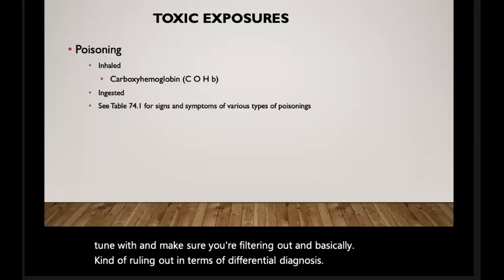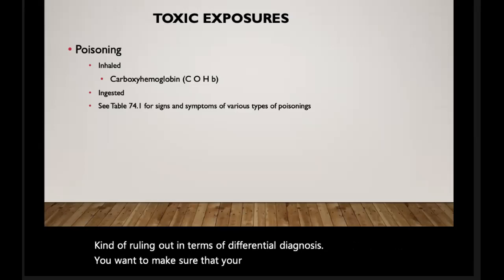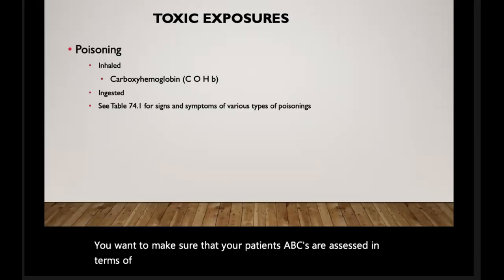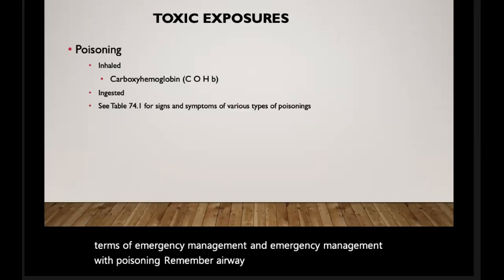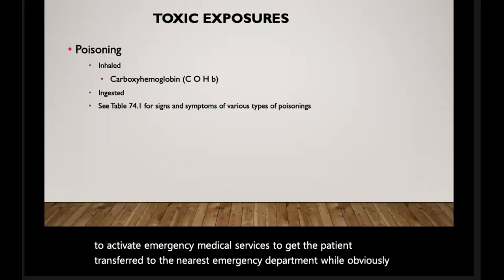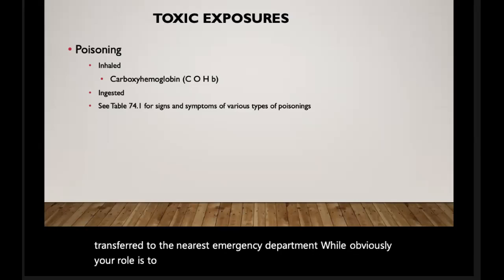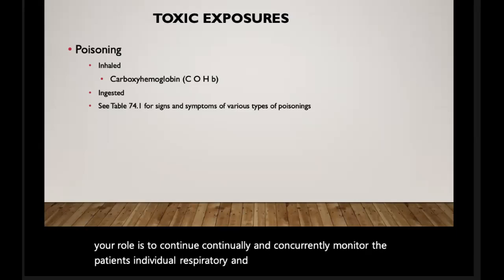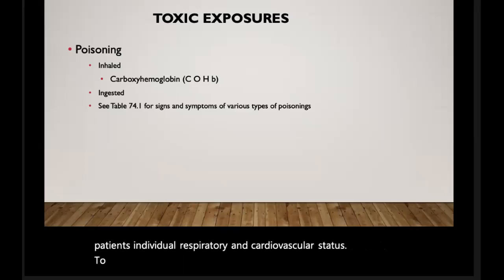You want to make sure that your patient's ABCs are assessed in terms of emergency management with poisoning. Remember, airway, breathing, circulation, so important. As soon as you realize that this patient's poisoned, you want to activate emergency medical services to get the patient transferred to the nearest emergency department. Meanwhile, your role is to continually and concurrently monitor the patient's respiratory and cardiovascular status to make sure that they don't code.